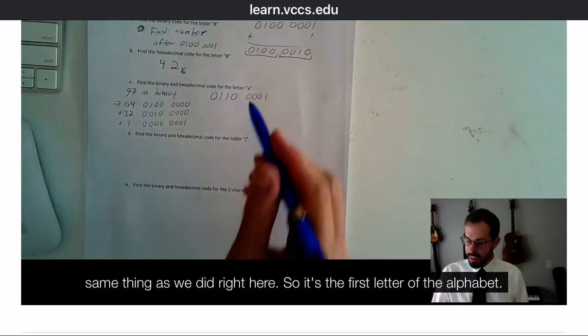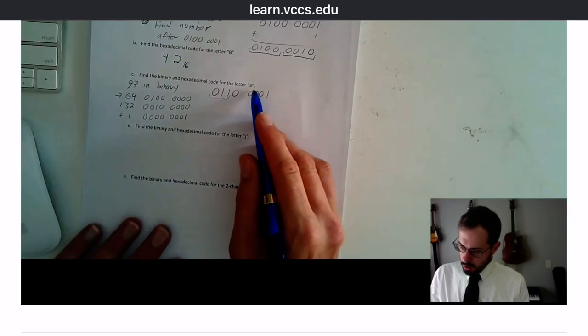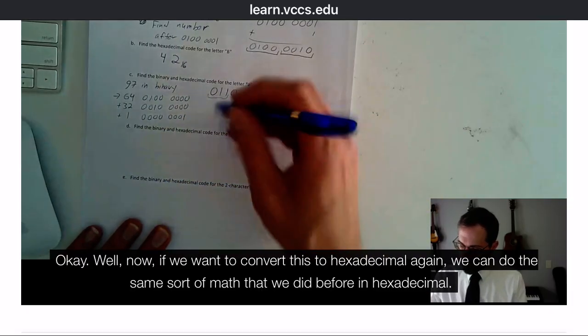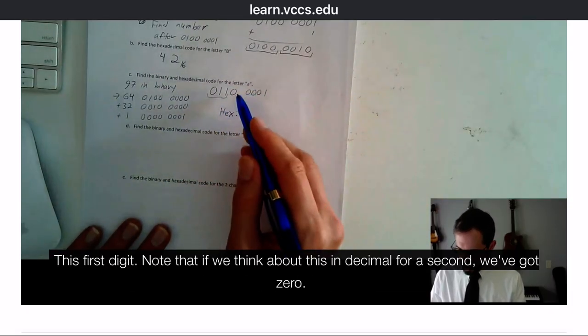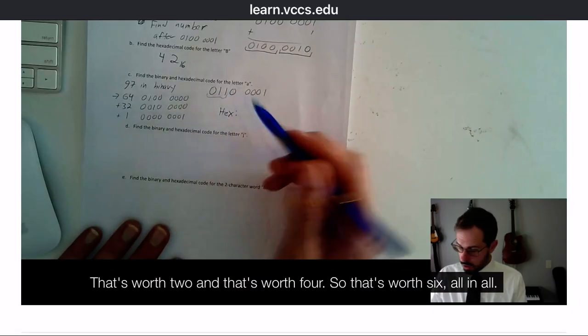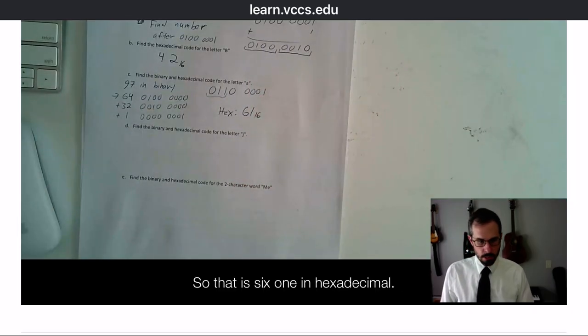So it's the first letter of the alphabet, and this signifier right here tells me that it's the lowercase letter that I'm working with. Okay, well, now if we want to convert this to hexadecimal, again, we can do the same sort of math that we did before. In hexadecimal, this first digit, if we think about this in decimal for a second, we've got 0, that's worth 2, and that's worth 4, so that's worth 6 all in all. And then this thing here, 0, 0, 0, and 1, so that is 61 in hexadecimal.